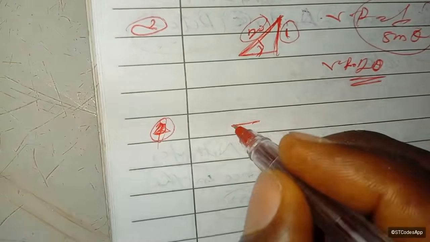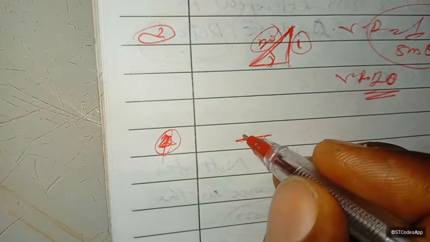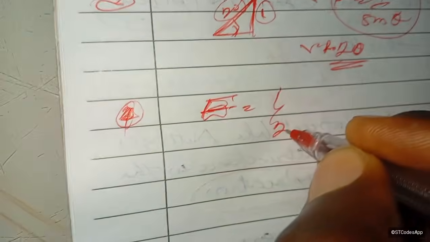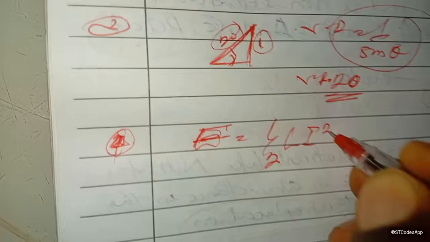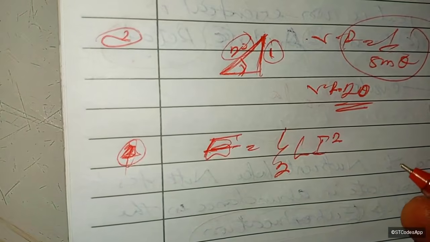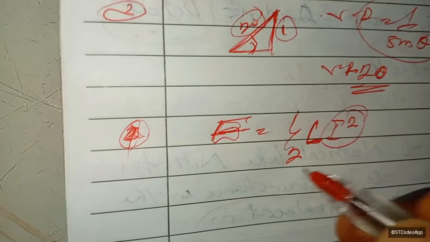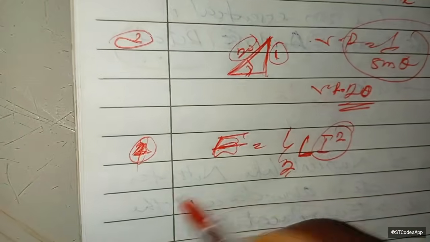Then number 4. Another question was asked on inductance, he said, and the energy stored: use the formula one-half L i squared. Here you are given the current squared, half of that, and you get your answer.